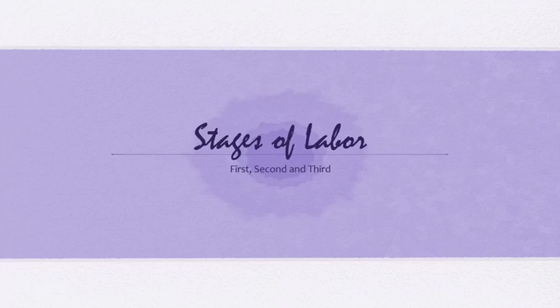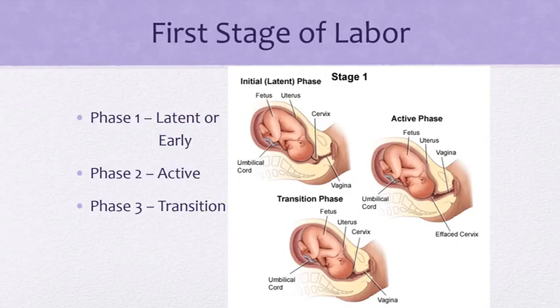Stages of labor. Now, in the first stage of labor, there are 3 phases. Phase 1 is latent or early labor. Phase 2 is active labor. And phase 3 is transition.